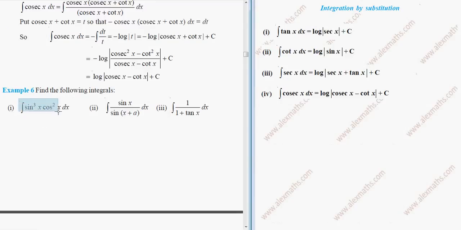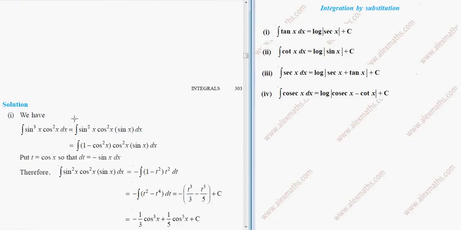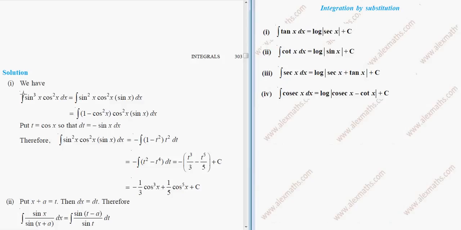See, we have integration of sin cube x into cos square x. So what I can do is, this sin cube can be split into sin square into sin x, because I will use this as dt. So t should be cos x. So when t is cos x, dt will be minus sin x. So this will become minus dt, and cos square x is t square, and sin square x can be changed into 1 minus cos square x, so it will become 1 minus t square.